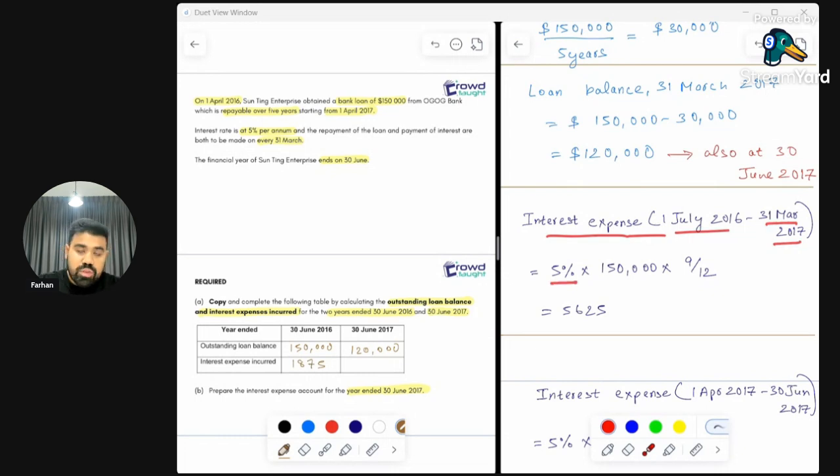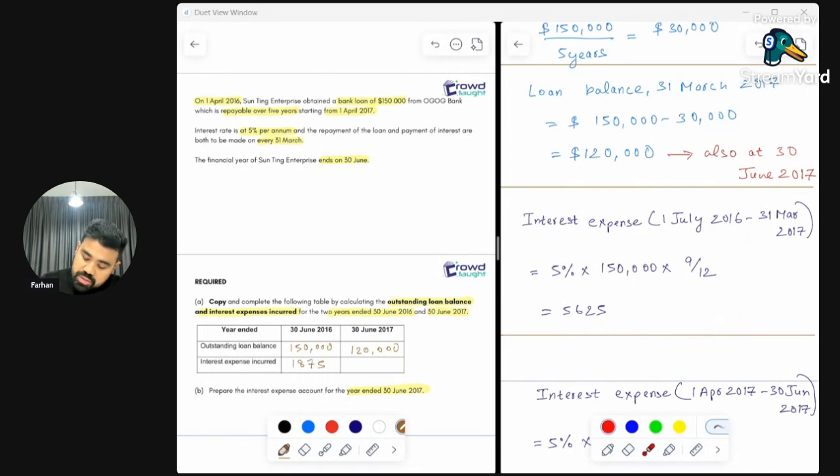So we are starting with the given rate of 5%, which is an annual rate, multiplying with the loan balance of $150,000, which we had at end of 30 June 2016, and then multiplying with 9 over 12, because from July 2016 until end of March 2017, we've got 9 months in total, which basically adjusts the 5% annual rate for 9 months. And that gives us an interest expense of $5,625, which is for the 9 months from 1 July 2016 until 31 March 2017.